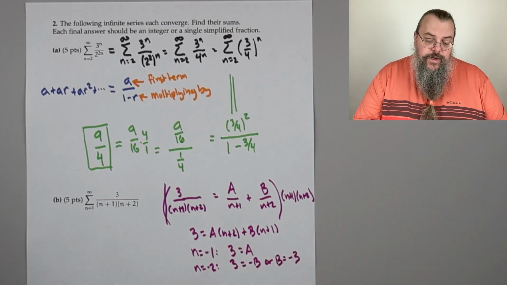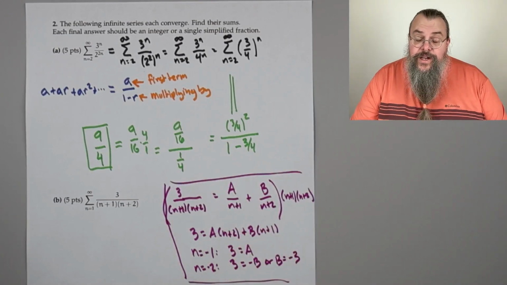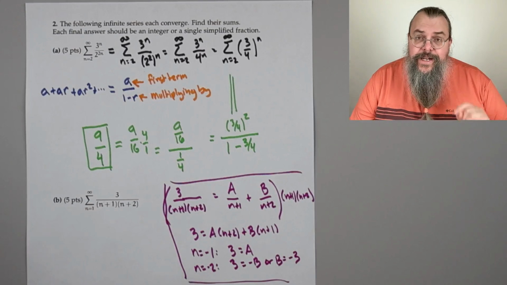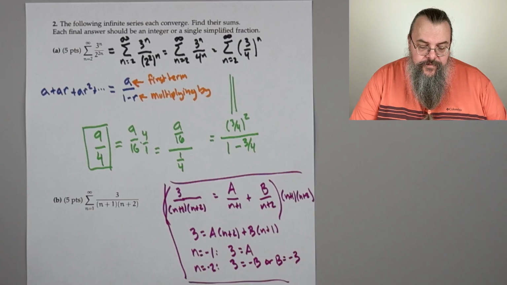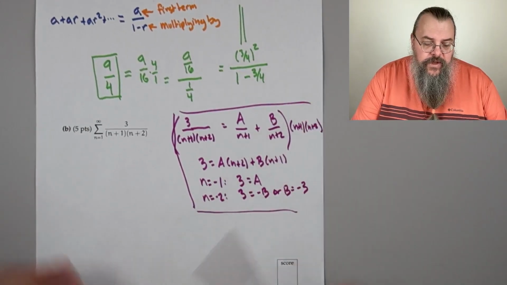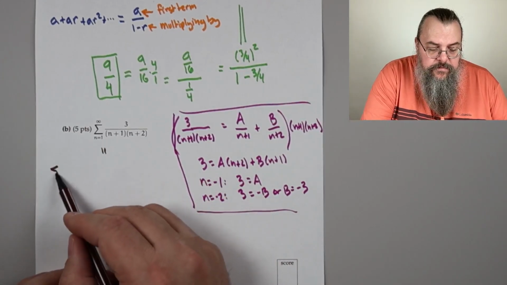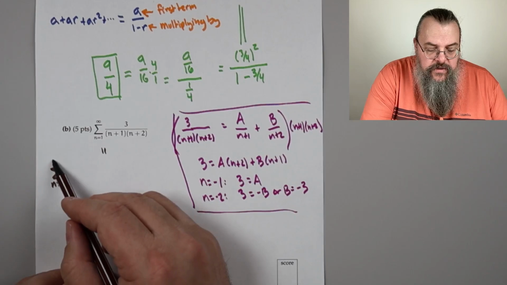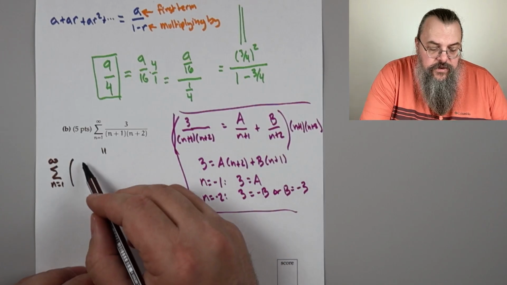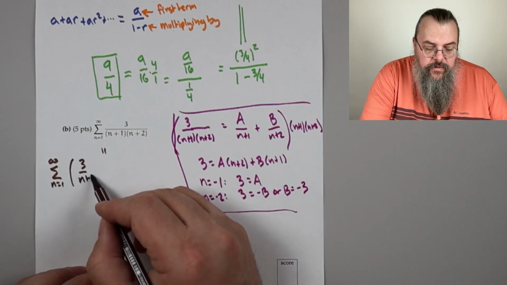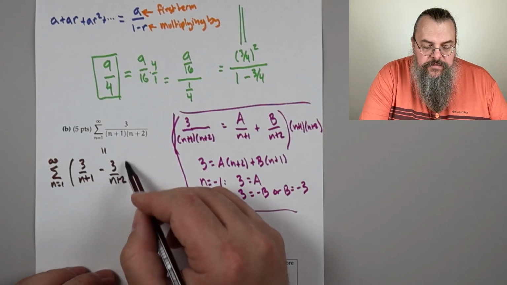Now all this work in the partial fractions, which we're doing off here to the side, is all about rewriting our sum. So let's rewrite our sum. Move this up so we have some space. Well, that says that this is really the sum, n equals 1 to infinity, of, now a is 3, so 3 over n plus 1 minus 3 over n plus 2.